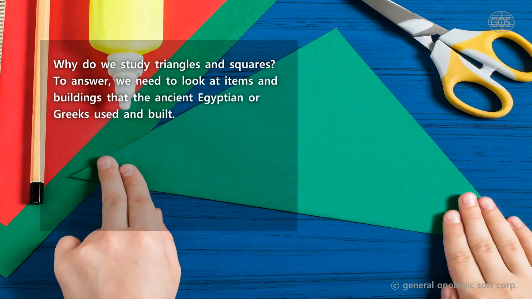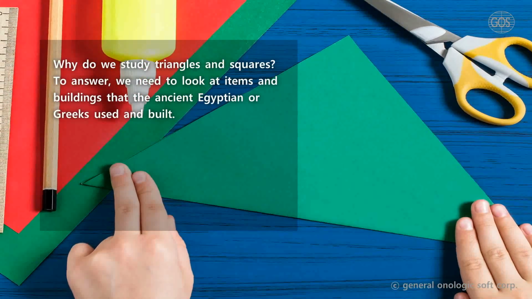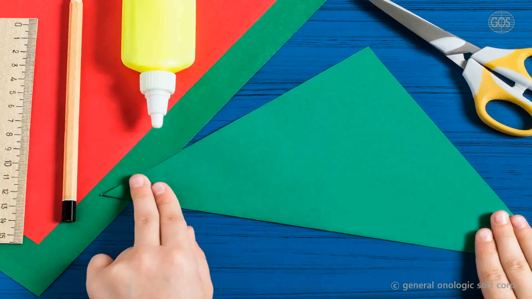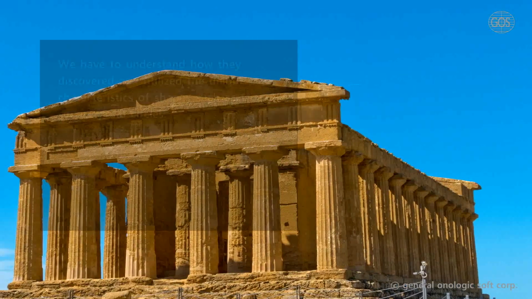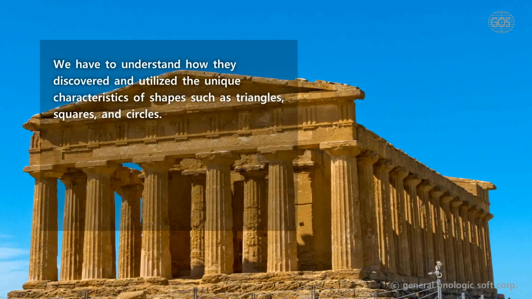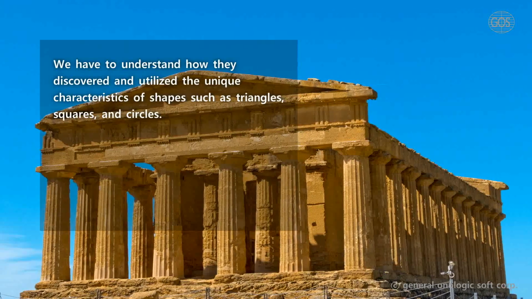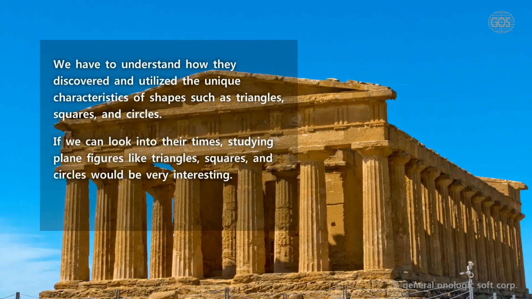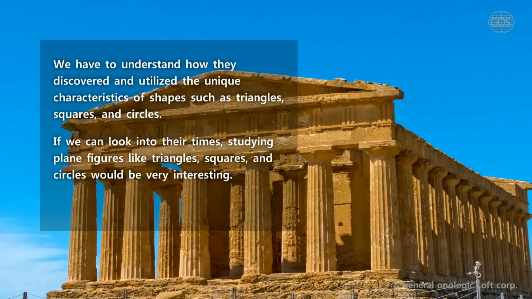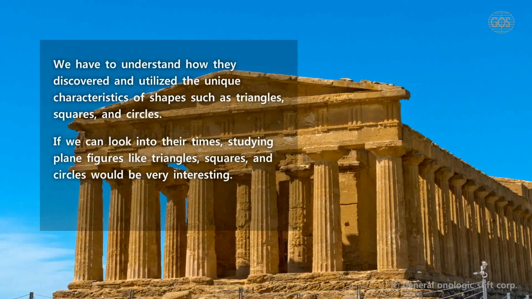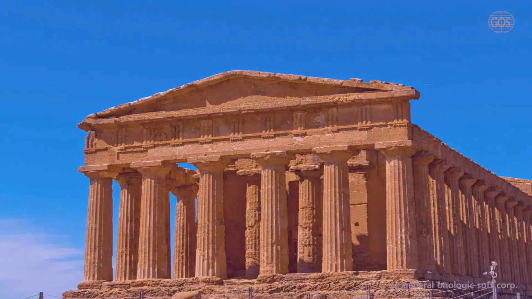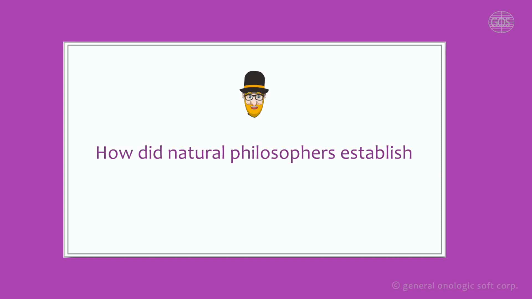Why do we study triangles and squares? To answer, we need to look at items and buildings that the ancient Egyptians or Greeks used and built. We have to understand how they discovered and utilized the unique characteristics of shapes such as triangles, squares, and circles. If we can look into their times, studying plane figures like triangles, squares, and circles would be very interesting. How did natural philosophers establish mathematical grounds?